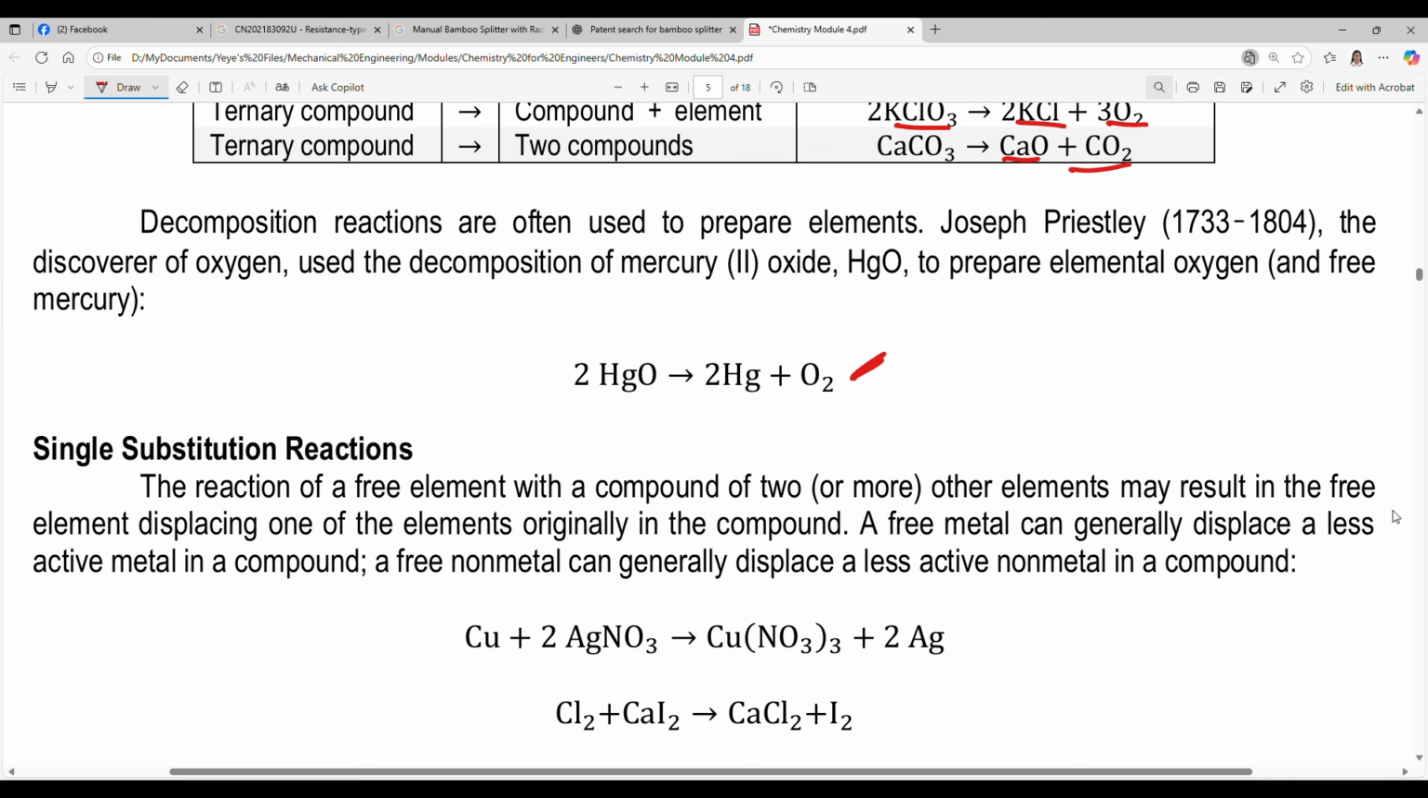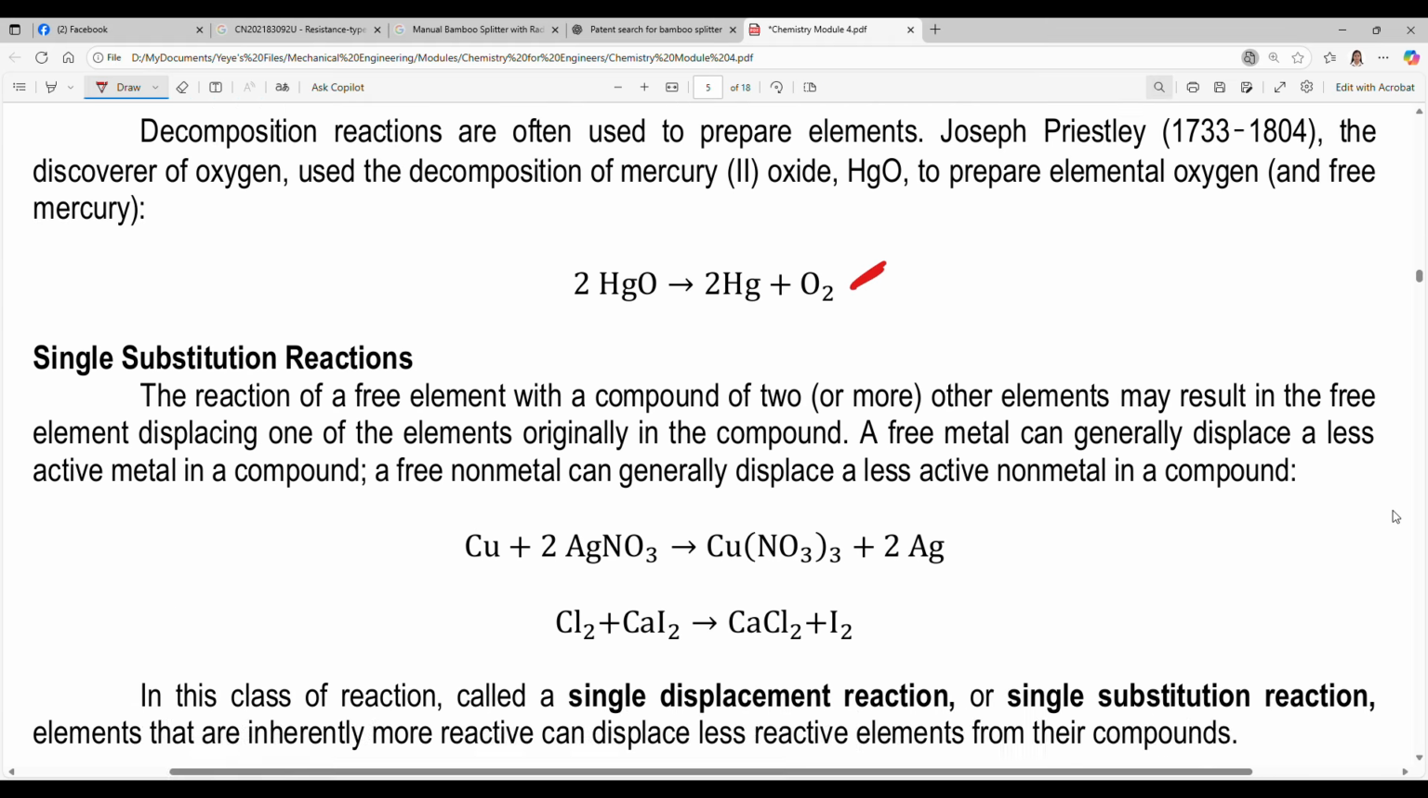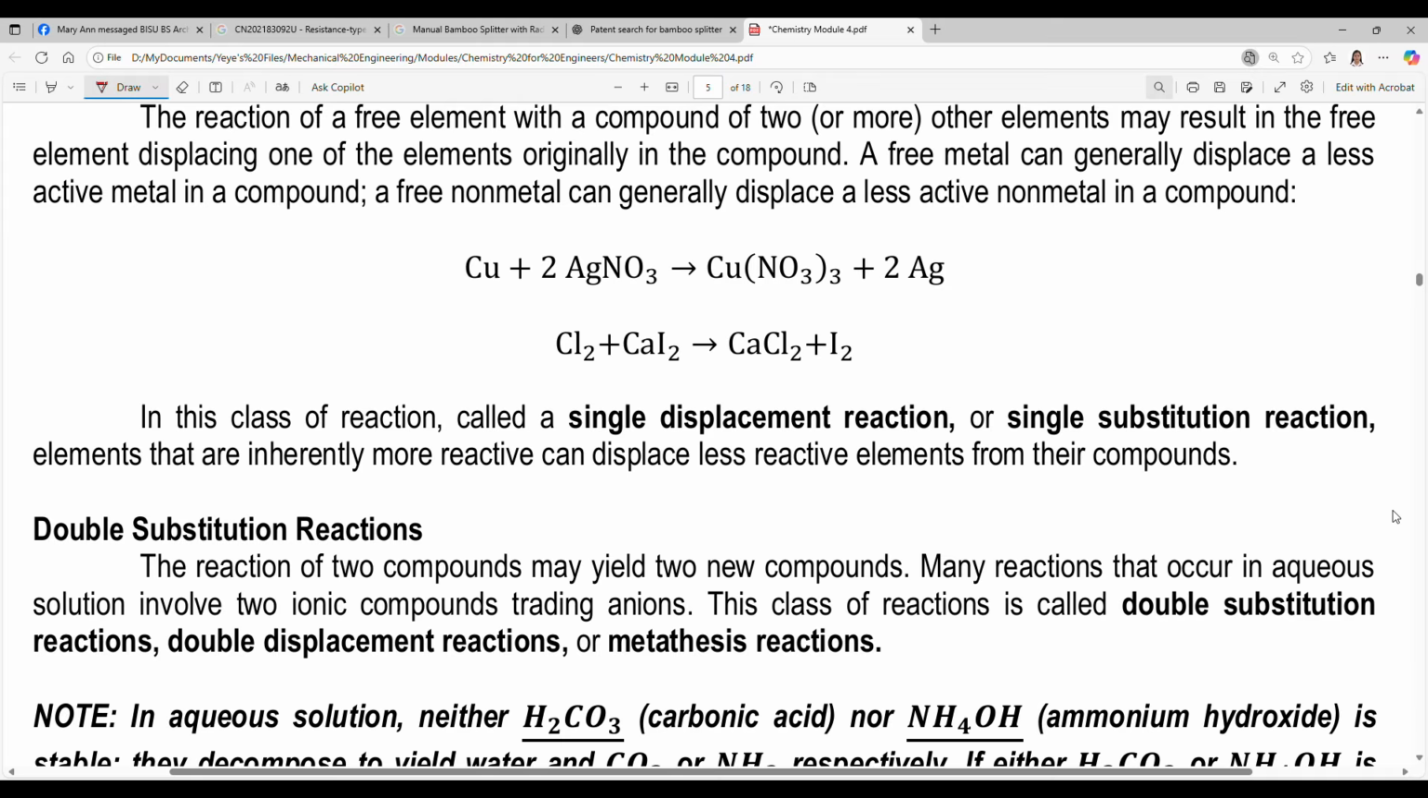Let's proceed with single substitution reactions. So the reaction of a free element with a compound of two or more other elements may result in the element displacing one of the elements originally in the compound. A free metal can generally displace a less active metal in a compound. A free nonmetal can generally displace a less active nonmetal in a compound.